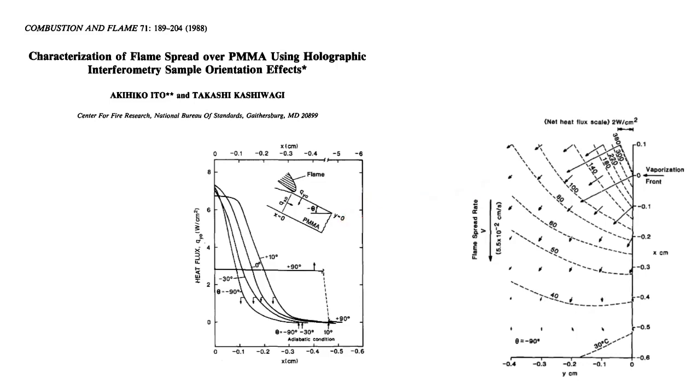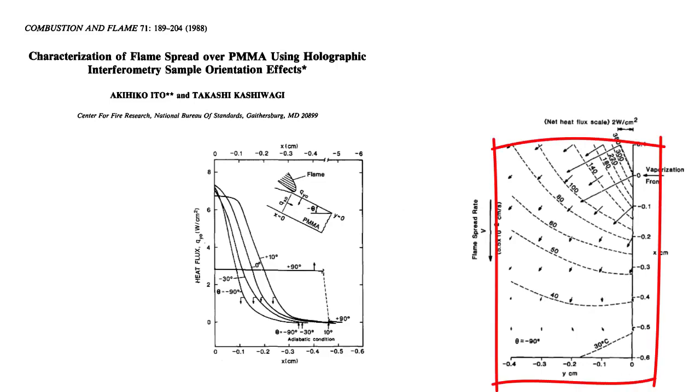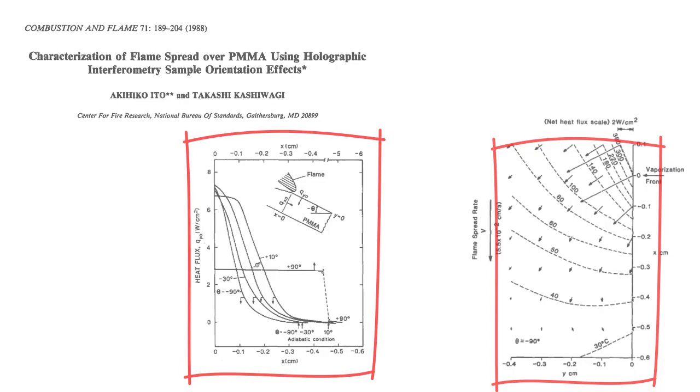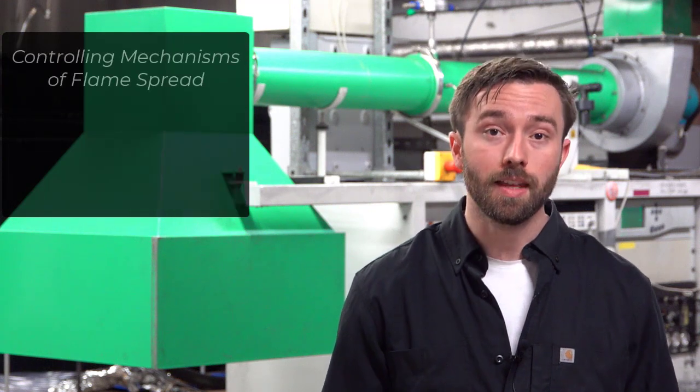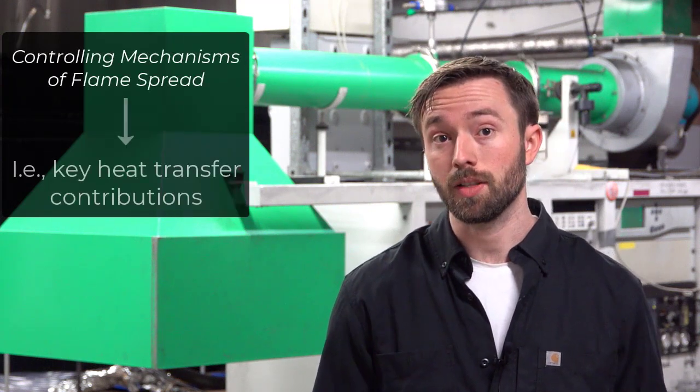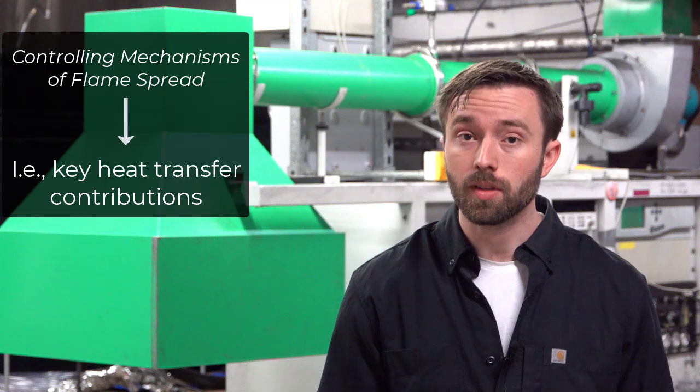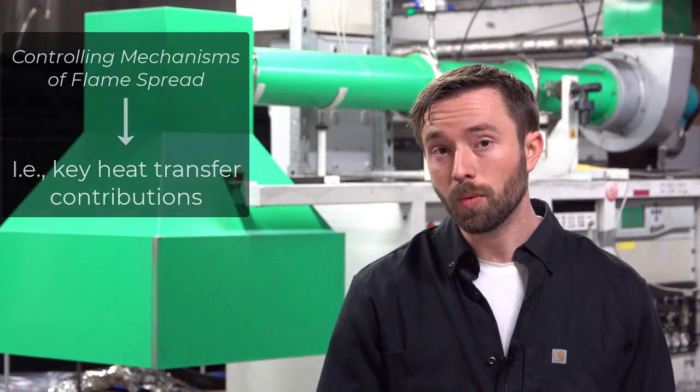Our current study very closely emulates the goals of Ito and Kashiwagi. As such, this work is largely inspired by their study, namely in quantifying these thermal gradients ahead of the solid and the resulting heat fluxes from both the solid and gas phase. The experiments I'll be presenting today focus on opposed flow flame spread over polymer fuels, looking at how different experimental configurations influence the controlling mechanisms, or in other words, the key heat transfer contributions that govern the flame spread process. Now, before we dive into the experiments, let's frame the problem a little bit more.